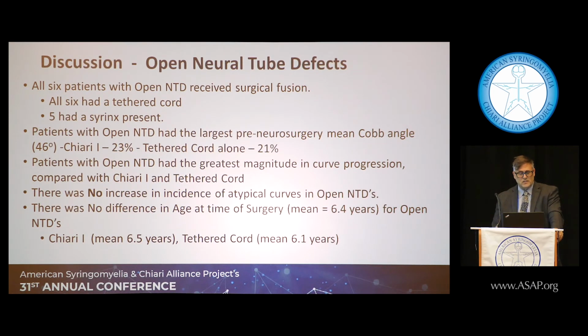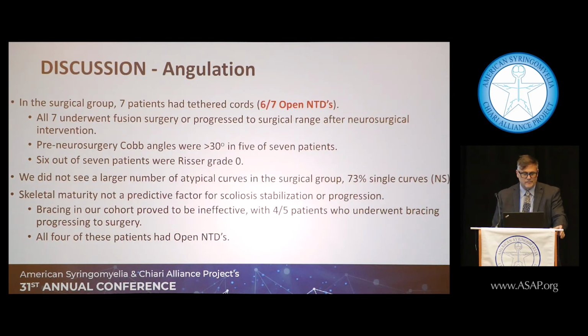There was no difference at the time of surgery between these Chiari patients and tethered cord patients. When you look at angulation, of the surgical group, 7 patients had tethered cords. But once again, 6 of 7 were open neural tube defects. All 7 underwent fusion surgery or progressed to surgical range after the neurosurgical intervention. Their pre-neurosurgery Cobb angles were greater than 30 degrees in 5 of 7 patients.